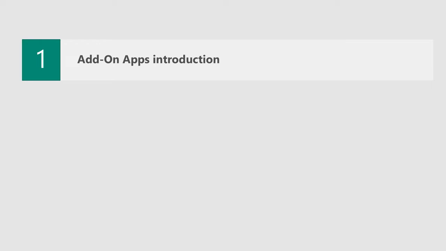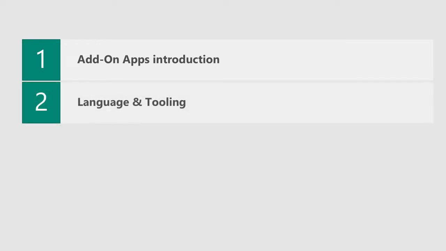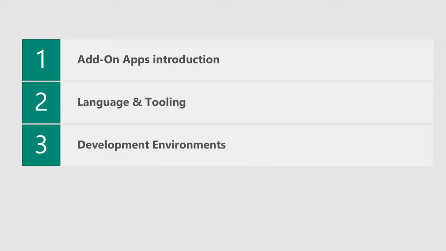So a brief synopsis of what we're going to go through. I'm going to introduce you to add-on apps, what they are, how they're different from our other customization options. We're going to go through the language and tooling. We're actually going to look at the language for building one of these things. We'll do a quick little demo of making a simple extension, a simple add-on app.